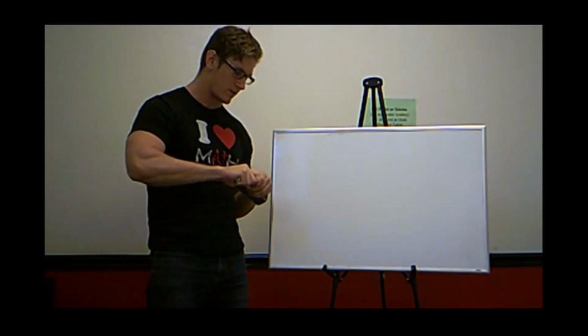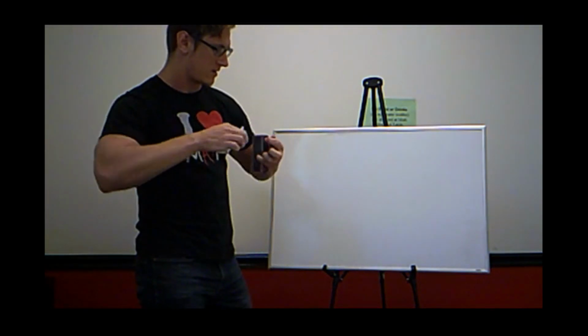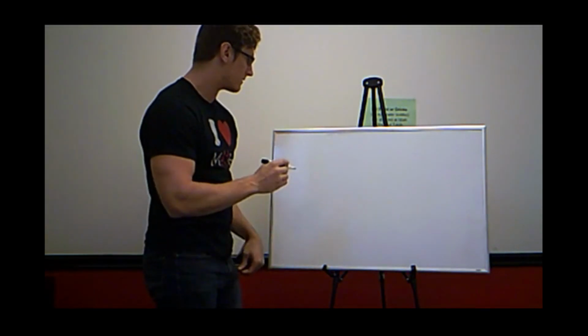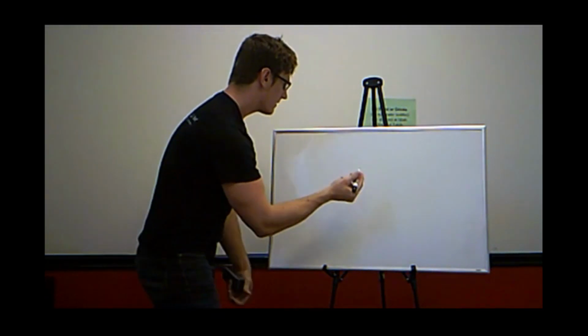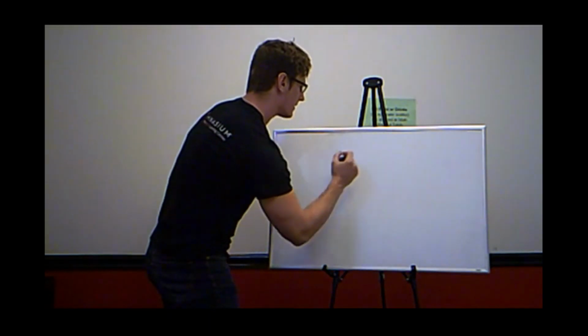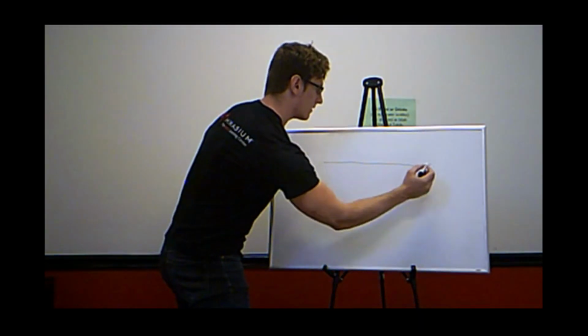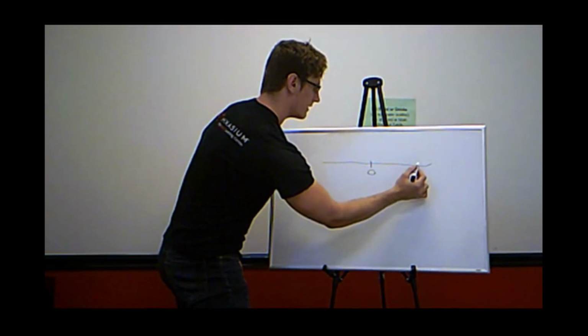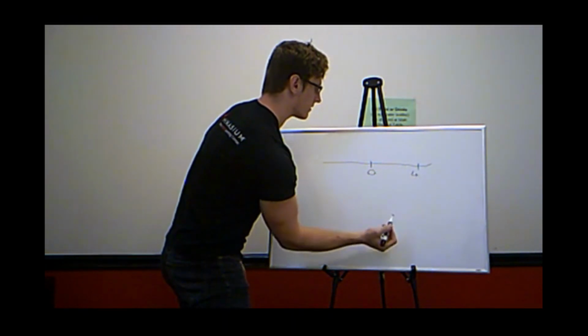Now, integers can be a pretty confusing topic, but once you understand the fundamental concept, it's not too bad. So, let's start with the definition of how it really works. Let's take a number line, and here's 0, and over here we've got the number 4.